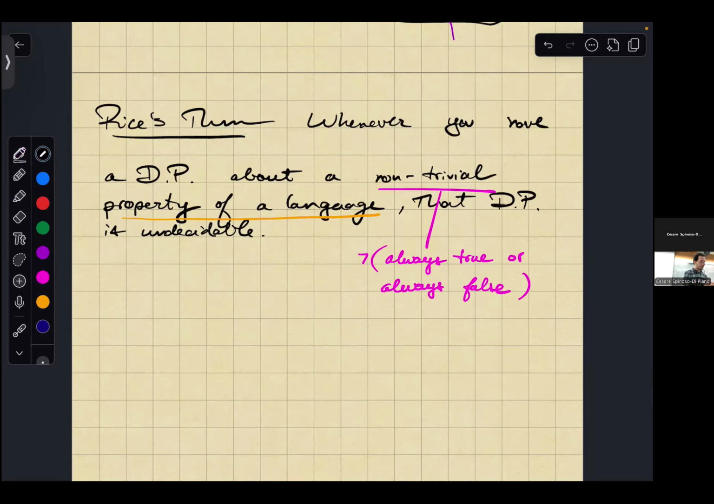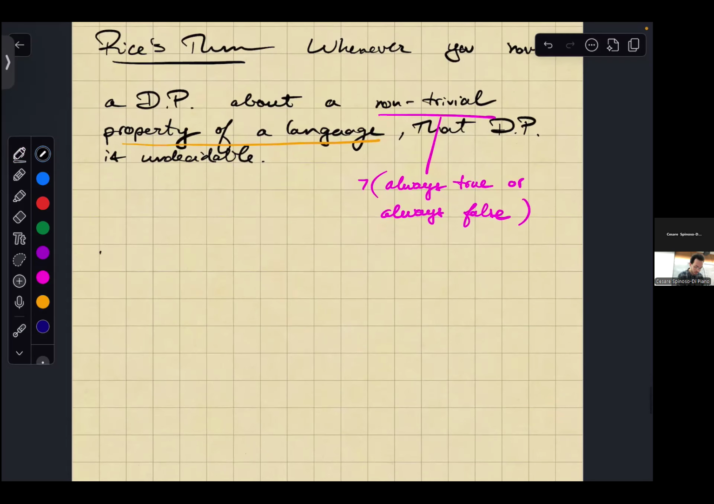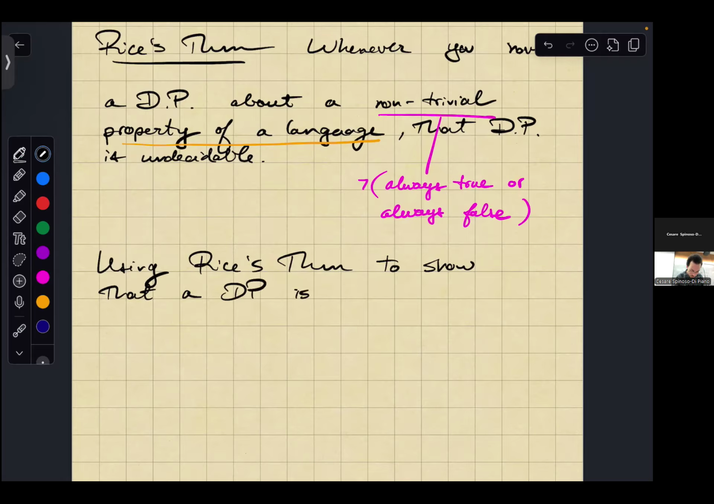Now, how do we use it? That's going to be the next thing we'll talk about: using Rice's theorem to show that a decision problem is undecidable.